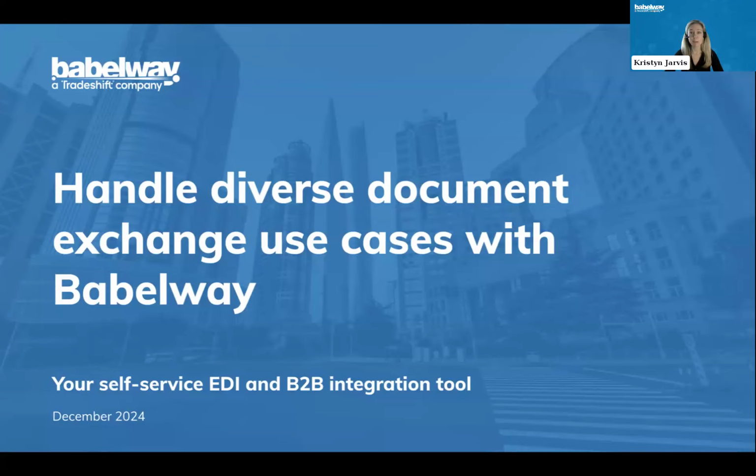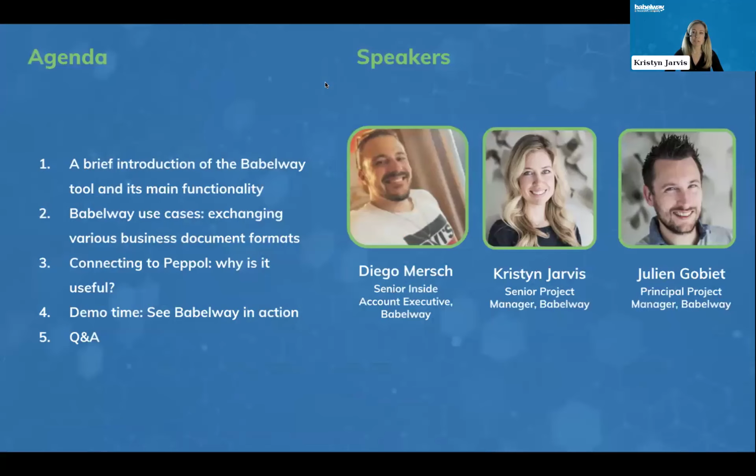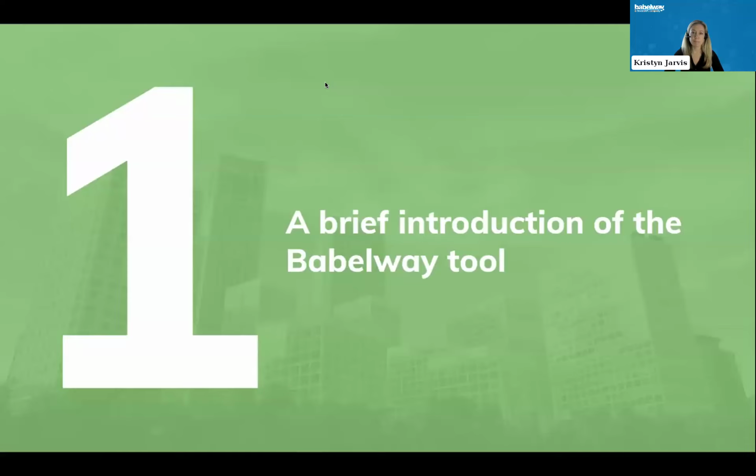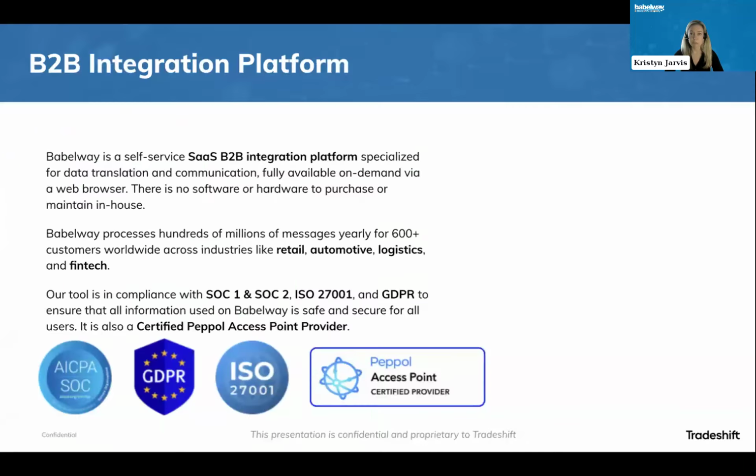So let's talk about what is Babelway. We're going to take it back to the basics. I know several of you are familiar with it, really heavy users of the site, and some of you have never used it before. So what is our tool? Babelway is a self-service SaaS B2B integration platform. We specialize in data translation, and we can also be used just as a communication tool between two systems. We're in the cloud. We're on Amazon servers across the globe, so no software or hardware to install or maintain on your side.